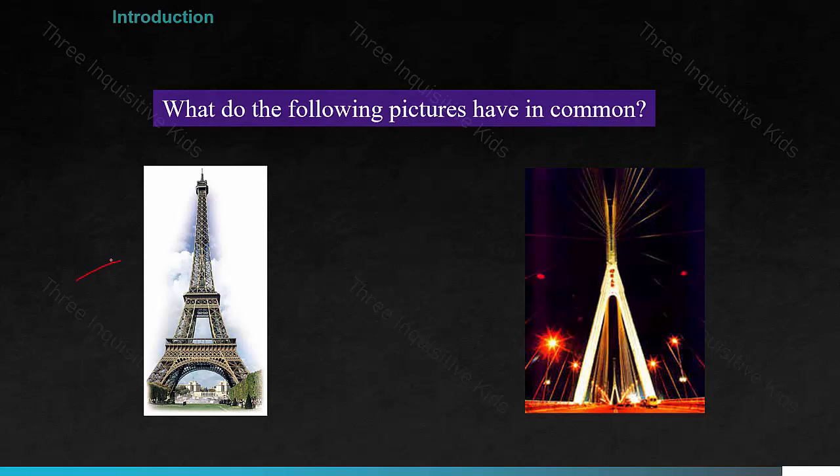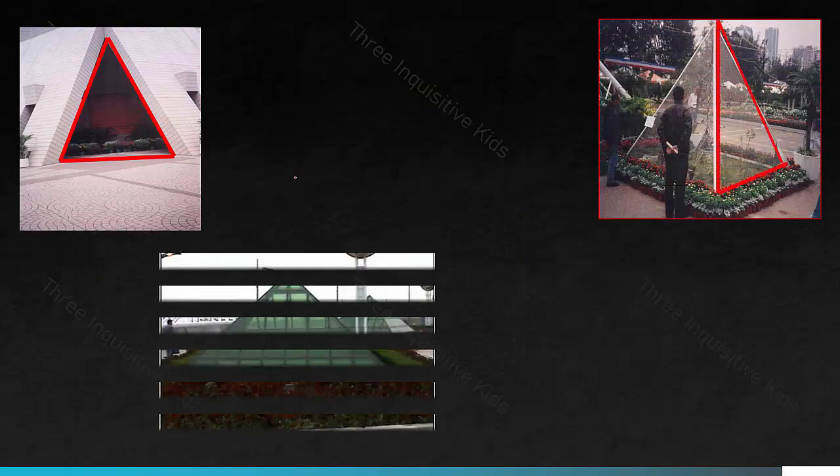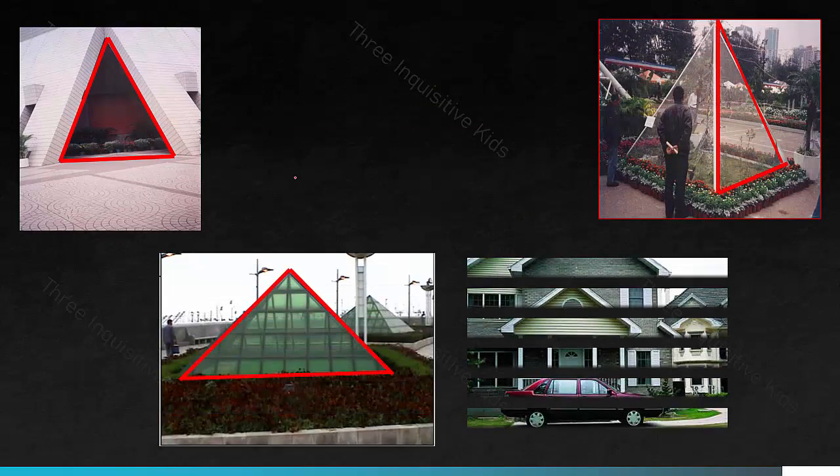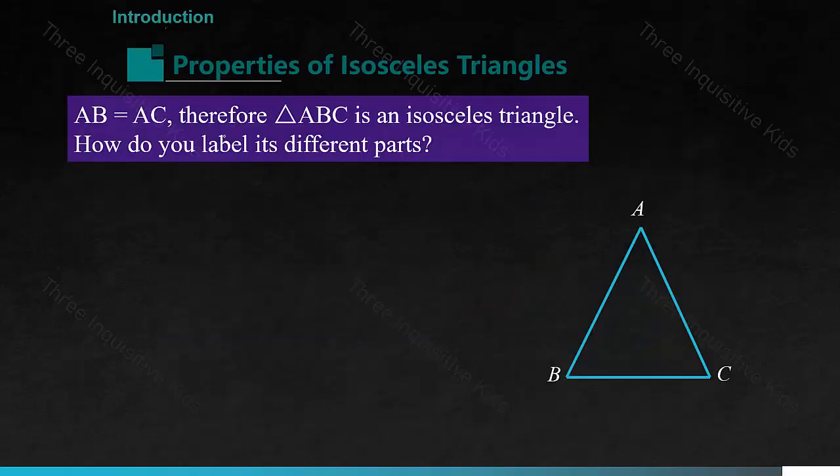What do the following pictures have in common? As you can see, this is the Eiffel Tower, and this looks like a bridge. So they are both isosceles triangles. As you can see, this is their base, and these are their 2 equal sides. And these are all isosceles triangles. We know that AB equals AC. Therefore, triangle ABC is an isosceles triangle.